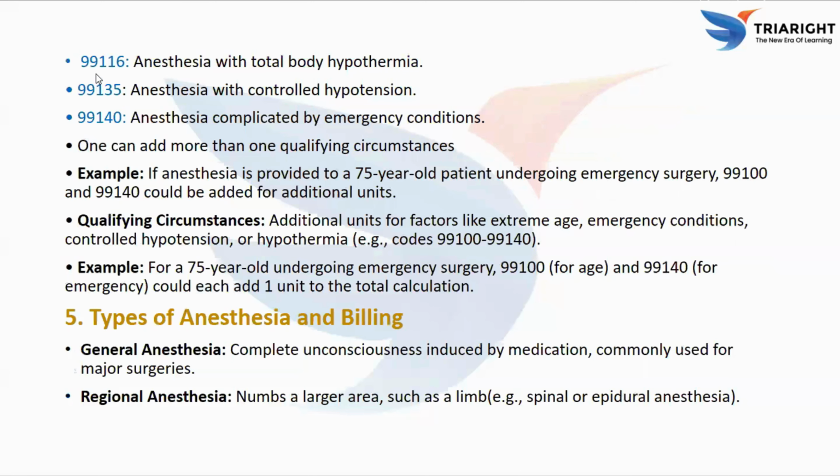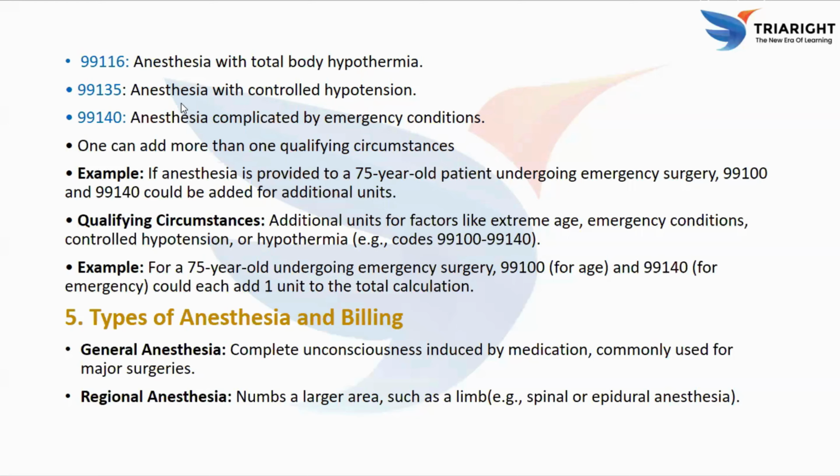And the next code is 99116, anesthesia with total body hypothermia. In this case, the patient's body temperature is intentionally lowered. This is used in heart surgery and brain surgery. Hypothermia protects the organs but increases the anesthesia complexity. For example, a heart surgery where the body temperature is lowered to protect the brain.